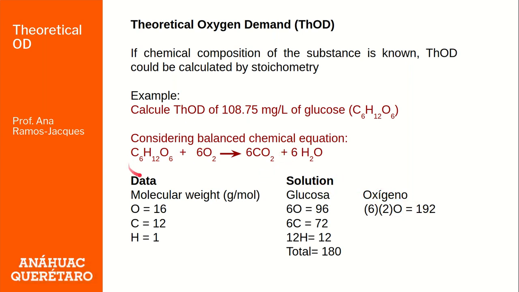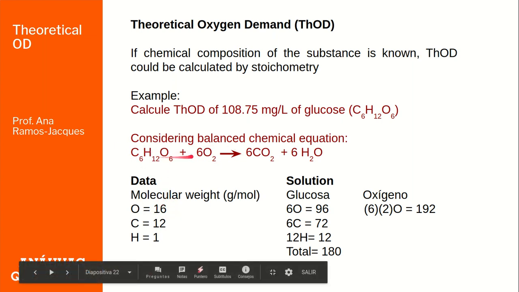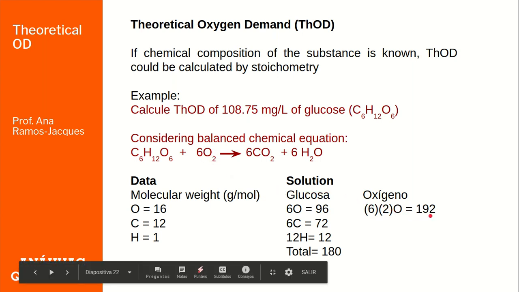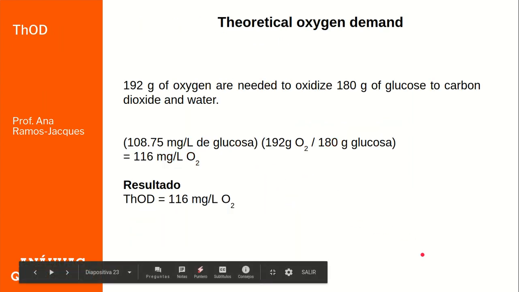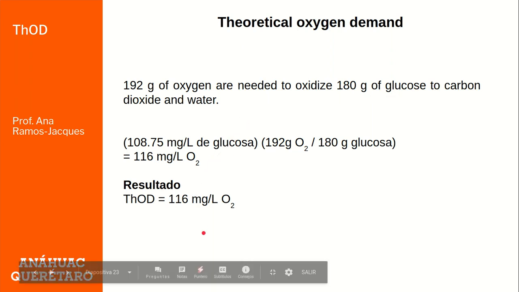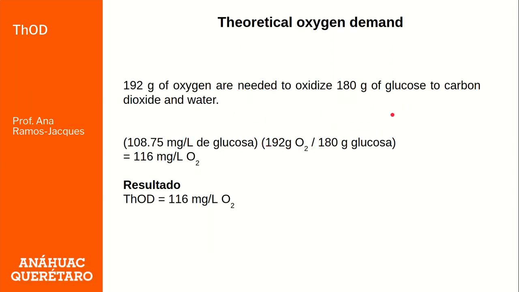You are using only the products and the molecular weight of each element to calculate this. So the oxygen is going to be 6 plus 2, and you have the molecular weight of the molecular oxygen. Then there is 192 grams of oxygen are needed to oxidize 180 grams of glucose to carbon dioxide and water. This is a factor of conversion that we obtain in there.